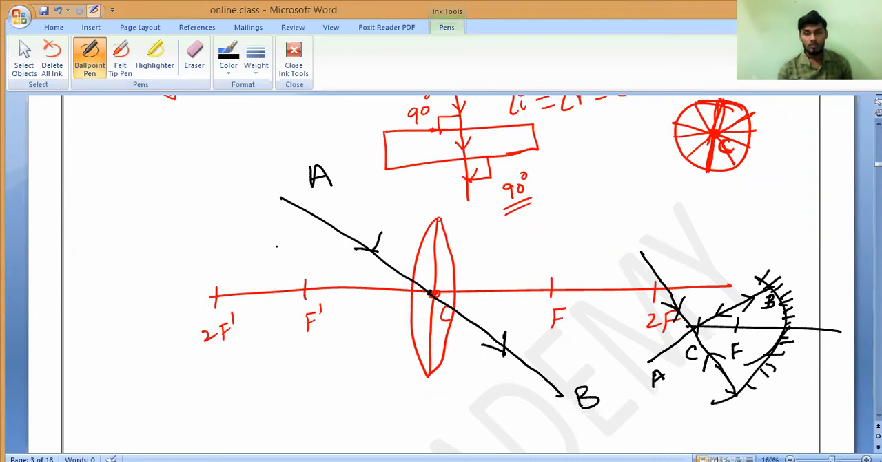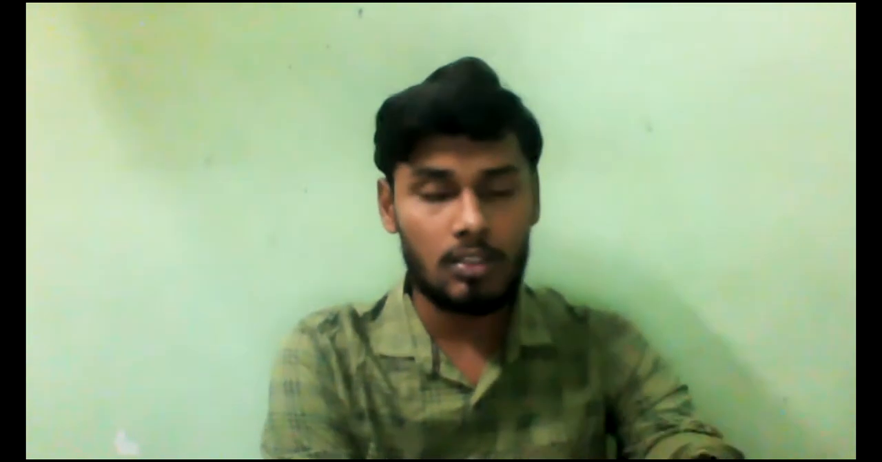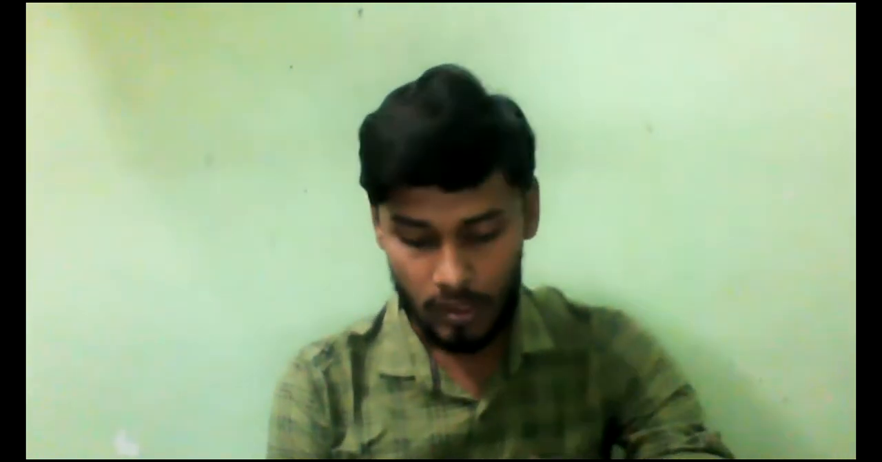Rule number 2, all of you write. The ray of light passing through the focus of a convex lens becomes parallel to its principal axis after refraction through the lens.